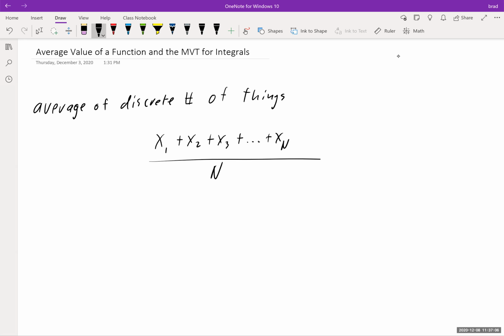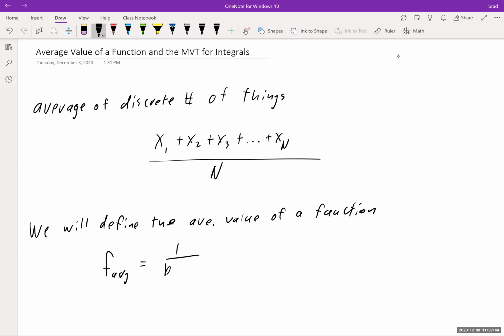But what if we want to find the average value of a function? And remember, a function does not have a discrete number of points that we can calculate each value, because there's an infinite amount of points that make up a function, okay? So we're going to define the average value of a function like this.